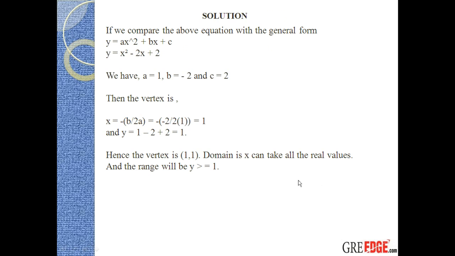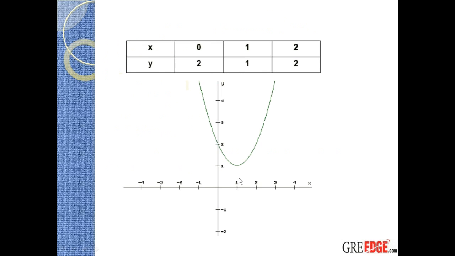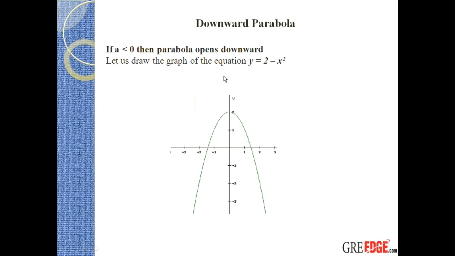Okay, let's see another parabola now. Let us take the equation y is equal to 2 minus x square. So now the coefficient of x square, a, is minus 1, which is less than 0. So now the parabola is going to open downward. So again here, if you substitute values for x like 0, 1 and 2, you can get the values of y. And if you plot, you will get the parabola facing downward.